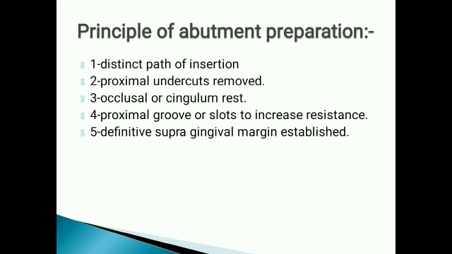We discussed that in the previous class. Today we are discussing the steps in fabrication of resin bonded fixed partial denture. They are preparation of abutments, fabrication of provisional restorations, design of the restoration, and bonding.